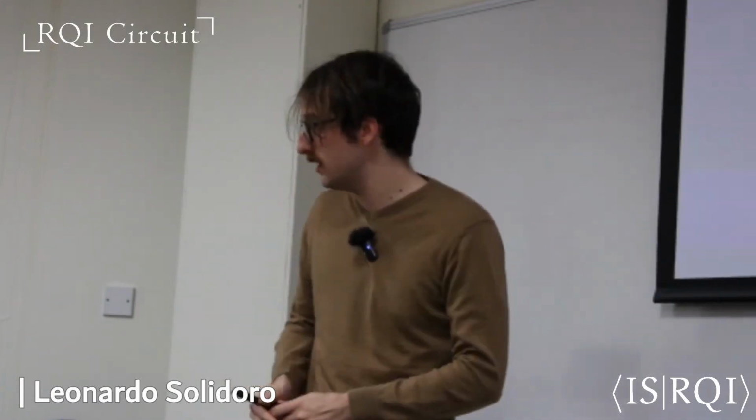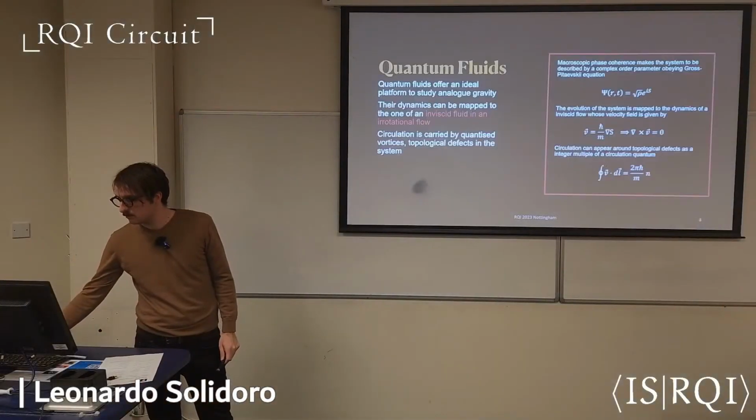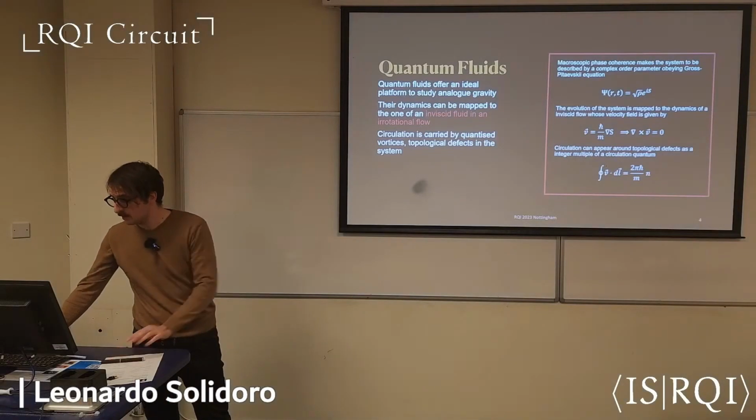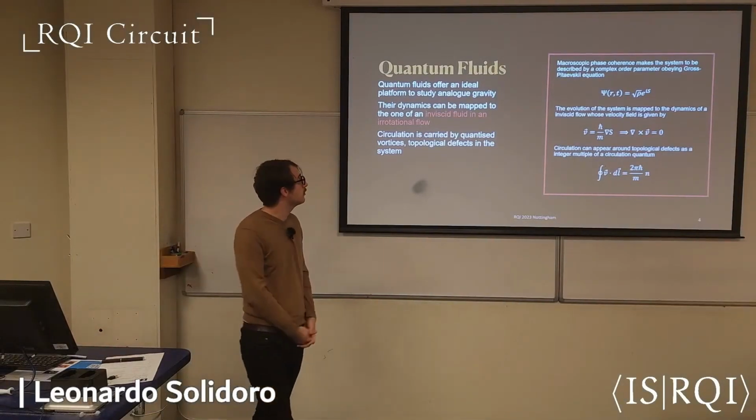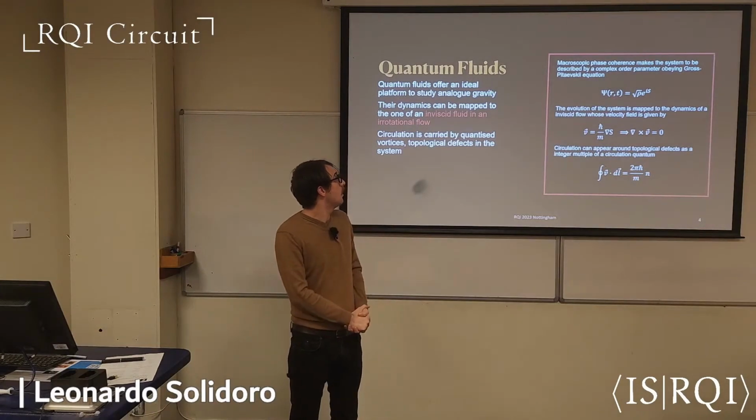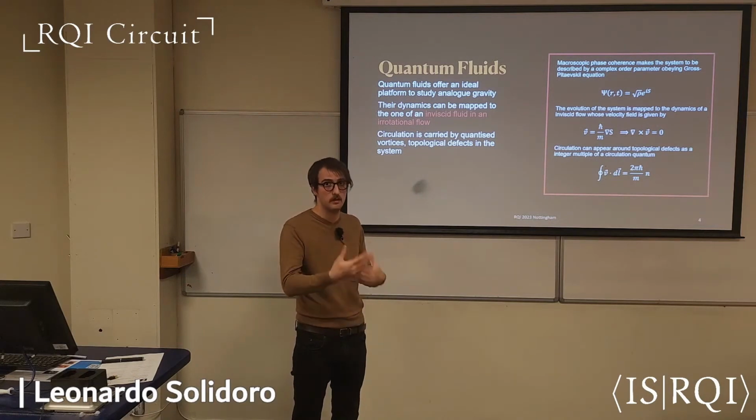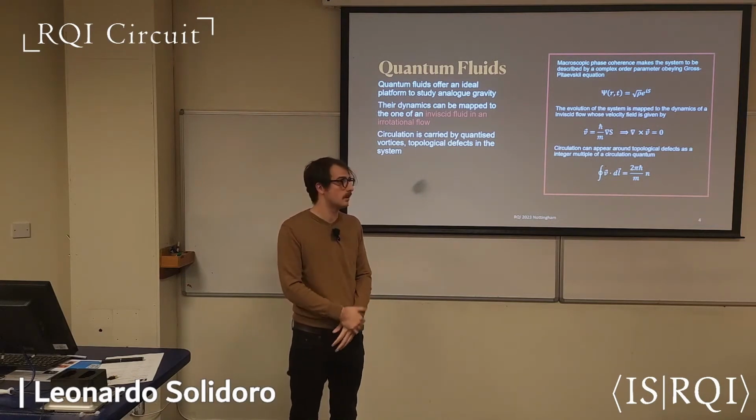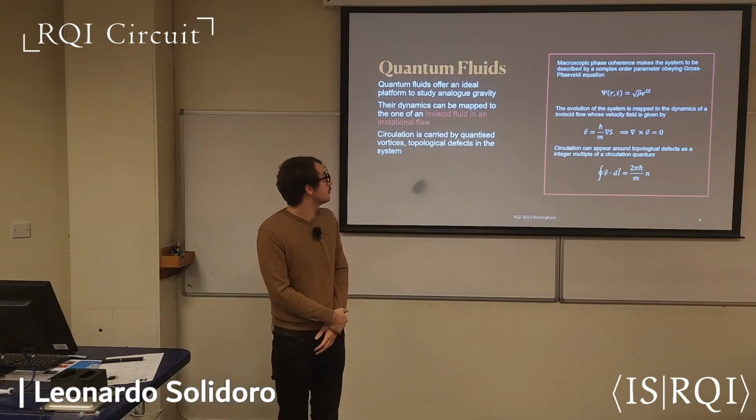So this is why people moved to quantum fluids. These quantum fluids are in general multi-particle systems where most of the components are in the same state. In particular, an example of these is a Bose-Einstein condensate, where most of the atoms, the bosons composing the system, are in the ground state.